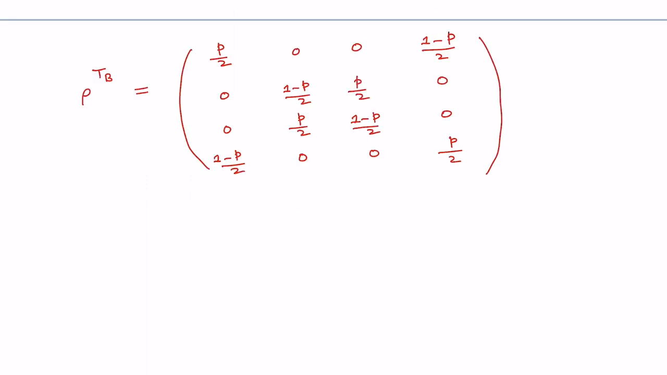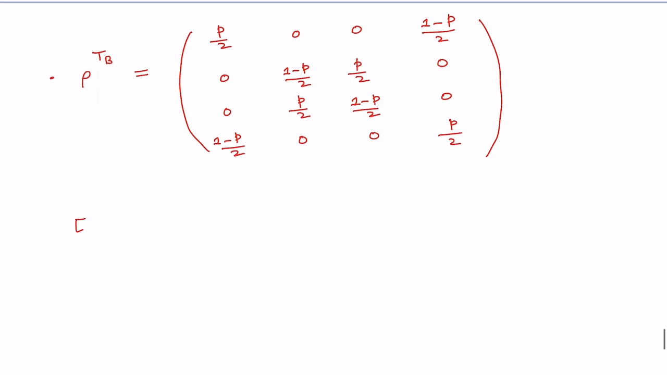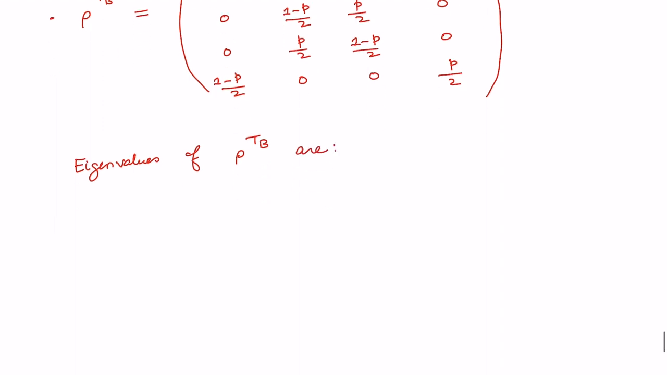You can set up the characteristic equation for rho TB, and by solving the characteristic equation you can find the eigenvalues of rho TB. If you do that, you will obtain the eigenvalues of rho TB as 1/2 into 1 minus 2p and 1/2 into 2p minus 1.